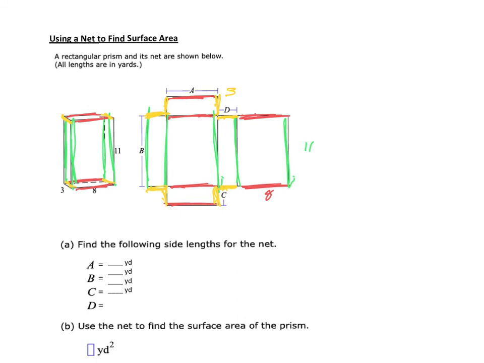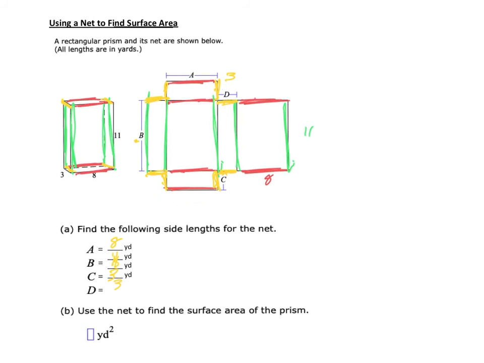Okay, so looking at the bottom, A was red, so it's 8. B is over here, it's 11. C was 3. Oh, these don't line up. C was 3, and then D was also 3. Sorry, that didn't line up.